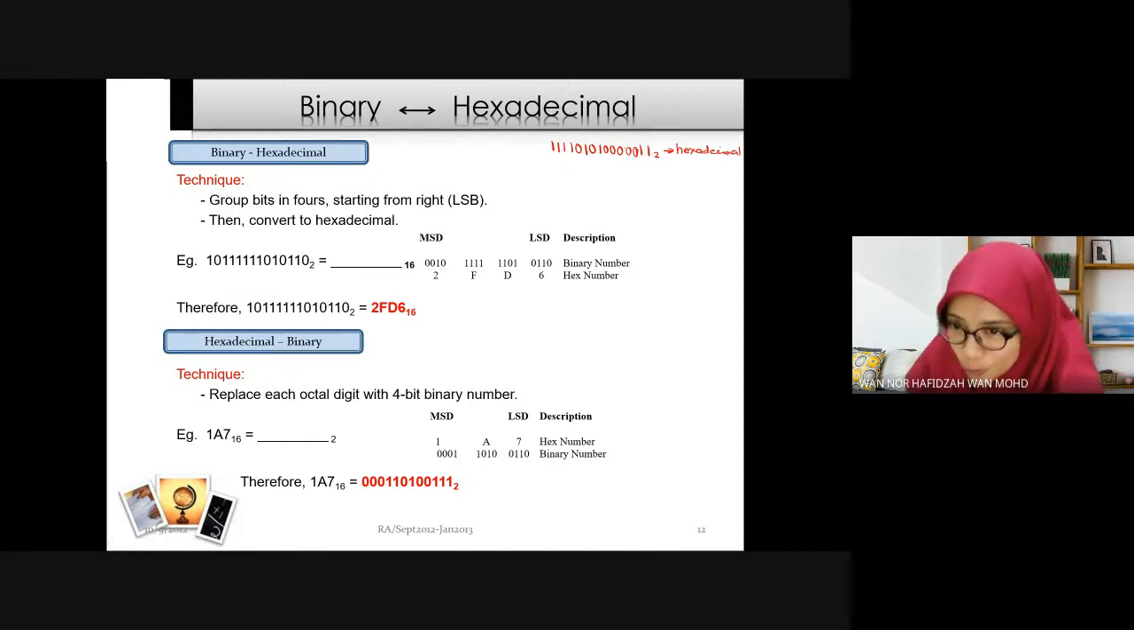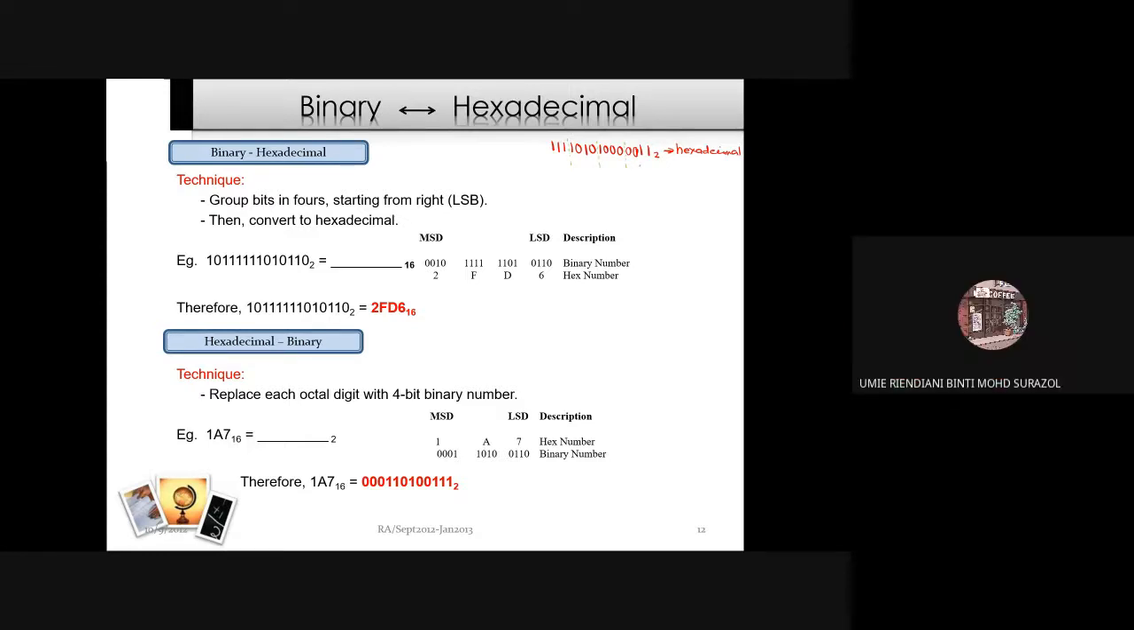Okay. So 4: 1, 2, 3, 4. And another 4. And 1, 2, 3, 4. Okay, another 4 here. Okay, right. Jom. So we must start from the right side. Remember, group each 4, start from LSB. Okay, so the first one, what is it? What is the answer? 0011. 3. 3.